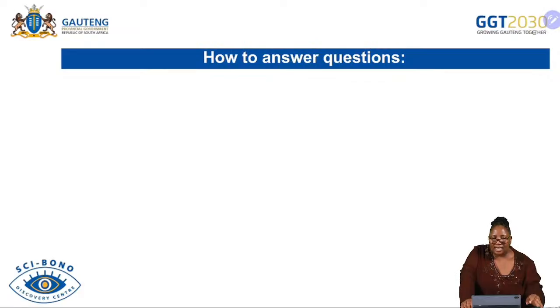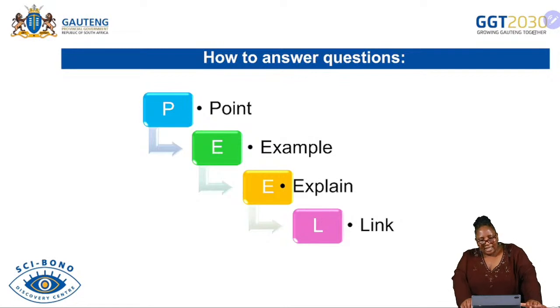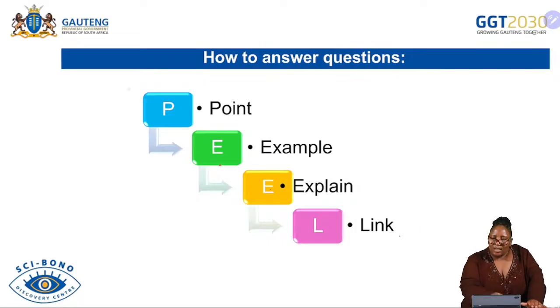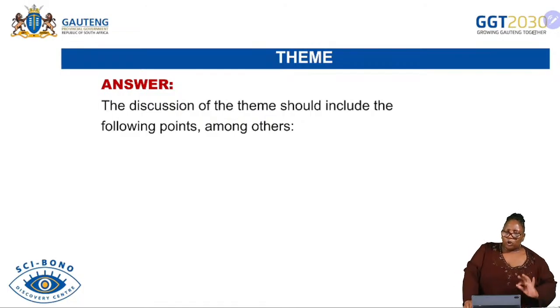As we read, do not just read the words. Literature appeals to your critical thinking. And how do we answer the theme questions? We make a point. We give an example. We explain. And then we link back to the point. And we call this idea the PEEL method. The discussion of the theme should include the following points, among others.